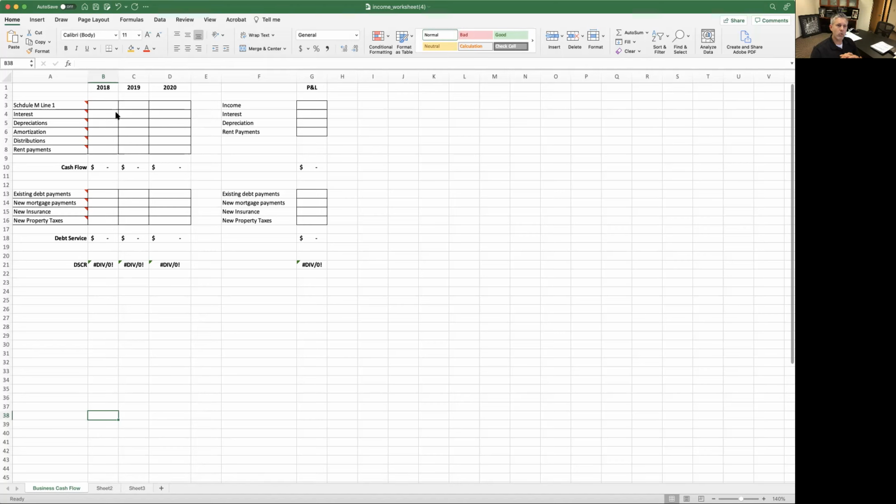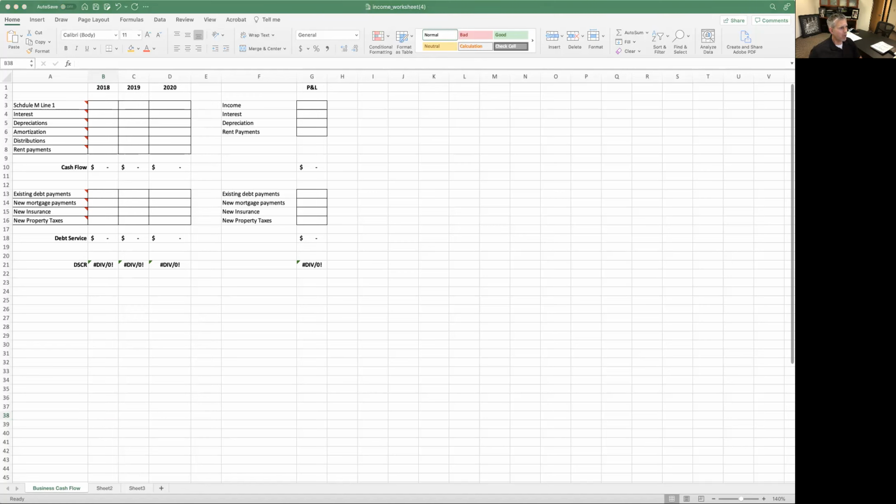And for the most part, lenders are going to spend the bulk of their time here, at least from a primary source of repayment for a loan. So they're going to look at what the business has been generating over the last 3 years, possibly the P&L as well, to see what it is that is going to take place.